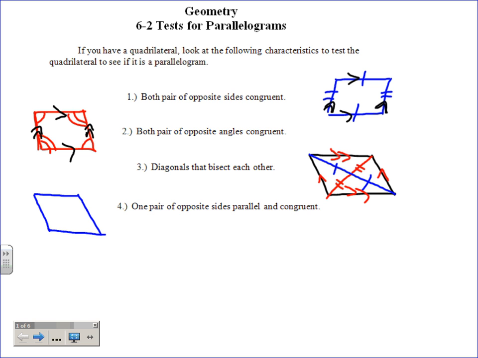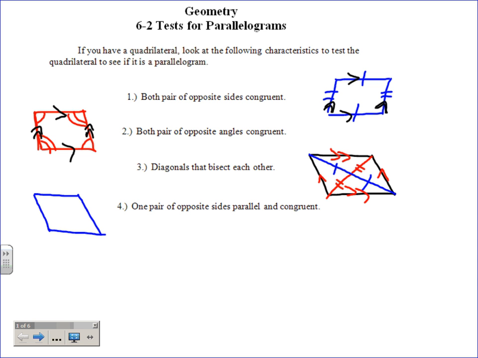And it's kind of weird how it has been worded. One pair of opposite sides parallel and congruent. How do I draw that to show you that that's what we have? How would I go about that here? Any ideas? How would you draw one pair of opposite sides that are parallel and congruent? It's got to be both.